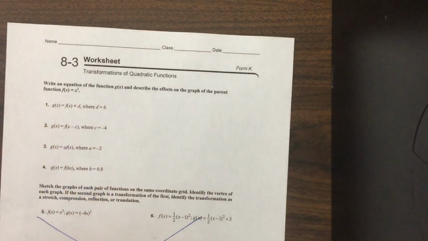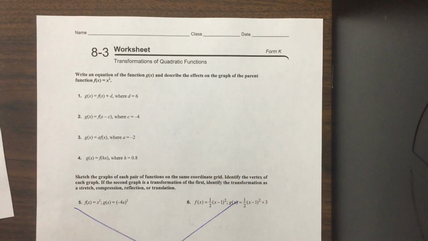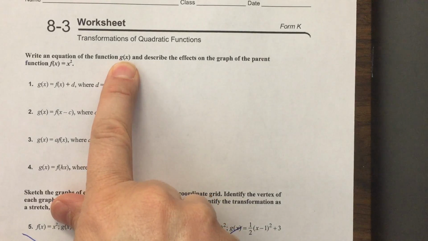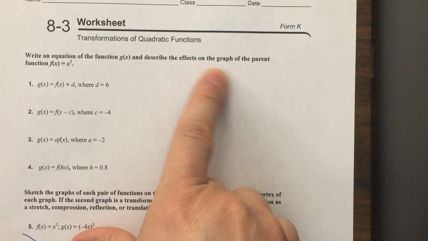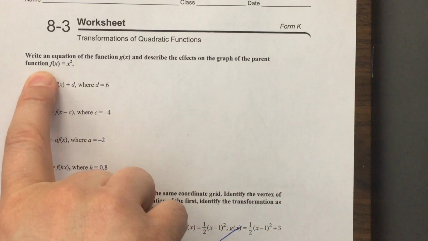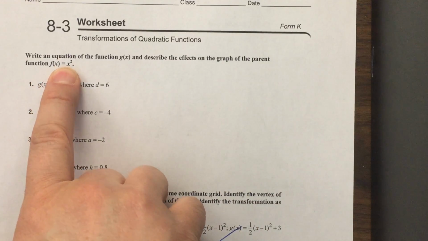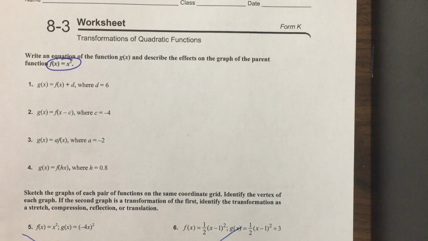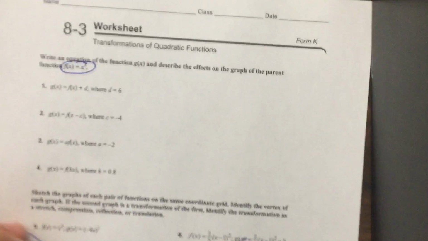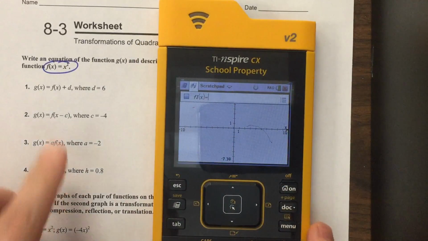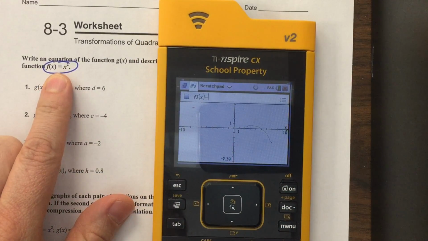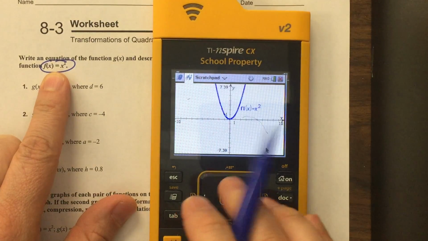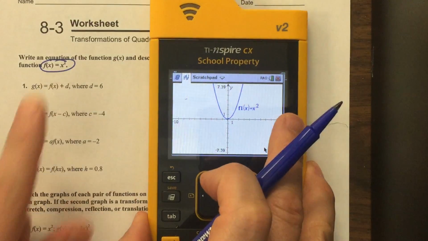So let's take a look at number one. It says write an equation of the function g of x, so ours is going to be g of x, and describe the effects on the graph of the parent function f of x equals x squared. So they're starting with this, the parent function that we all know, and let's go ahead and put that in the calculator. F of x equals x squared. Now you don't need a calculator to do these, but since we're still getting used to it, it's good to just check on the calculator. So this is the parent function we start with, the one we've been using for a few weeks now.